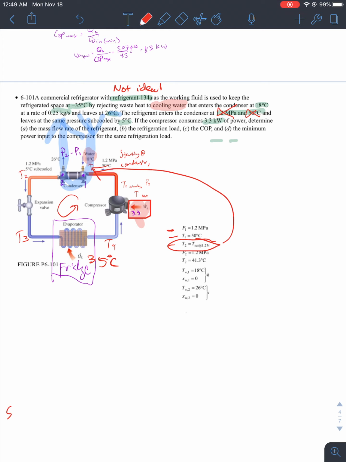Wait, hold on a second. Oh my gosh. T2 of what side? Oh, this whole section is the refrigerant. Refrigerant side. So T2 is the output. Refrigerant enters the condenser and leaves at the same pressure, subcooled by 5 degrees. Subcooled. Interesting. So why do you use T saturation at 1.2 meg? Oh, okay.